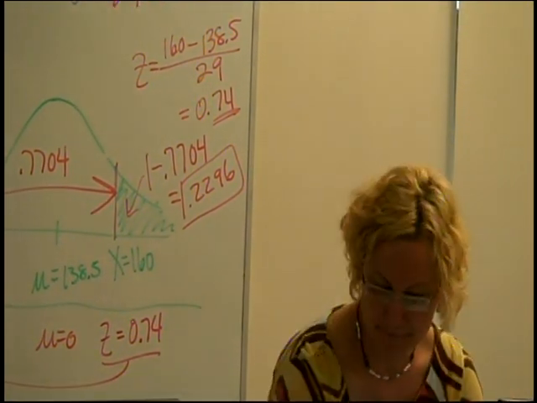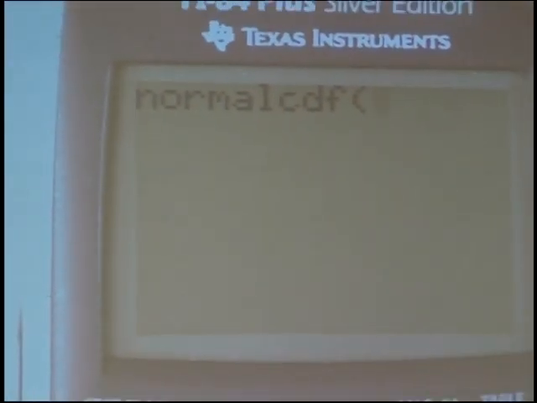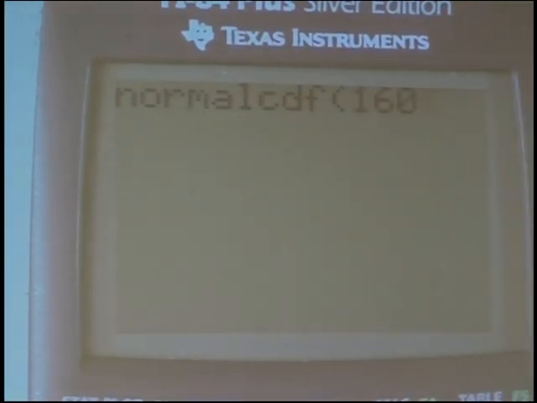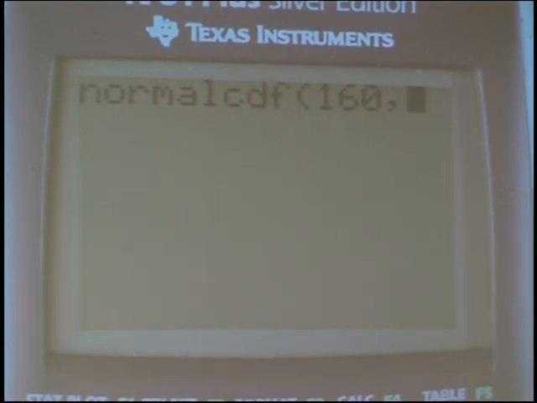Calculator, let's try that. Second, VARS 2. Lower bound 160. What do you want to use for an upper bound there? You could use something ridiculously big if you want, like 10,000. But actually at about 200, it isn't going to be big enough. Let's just go 500.